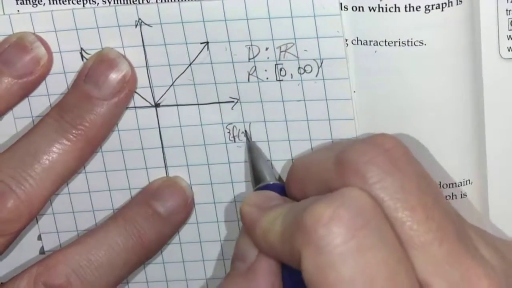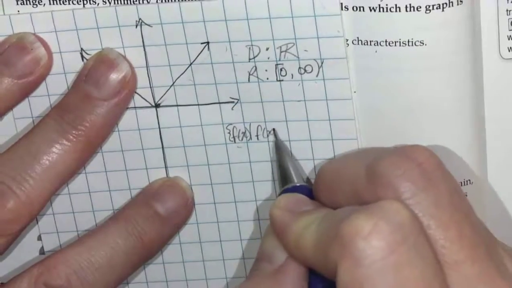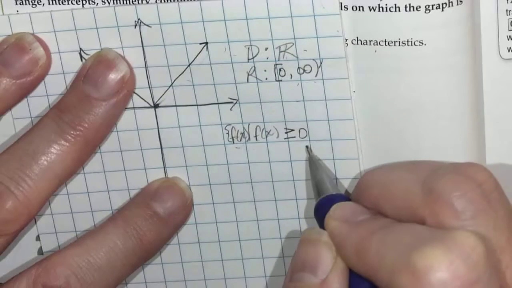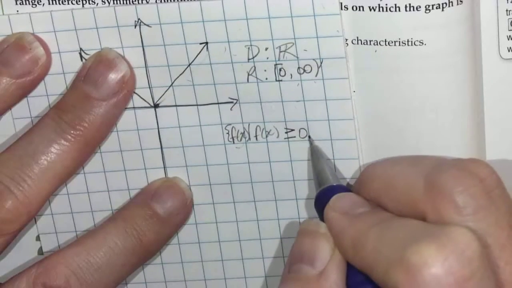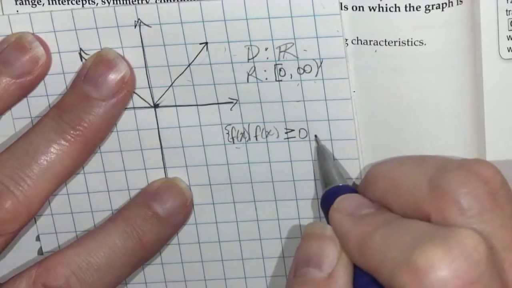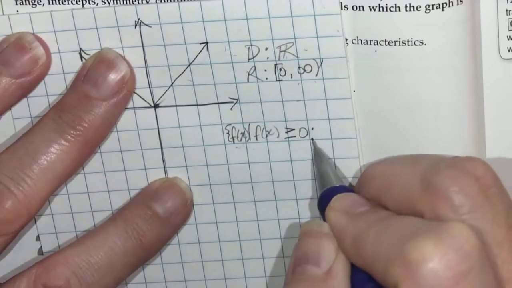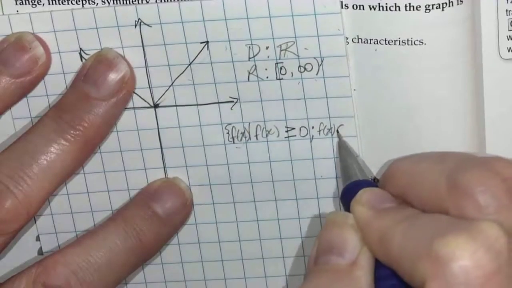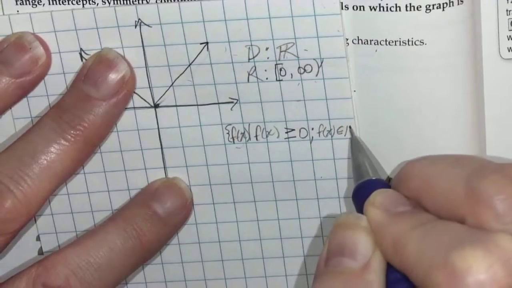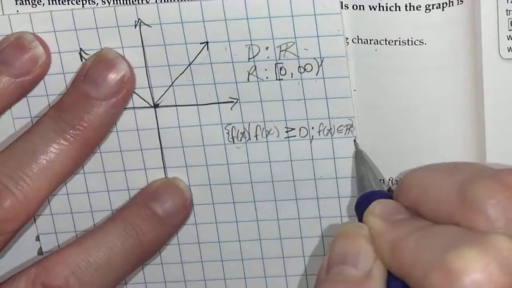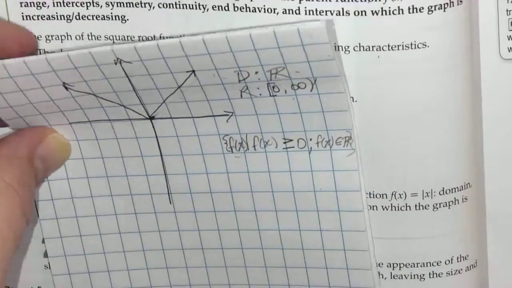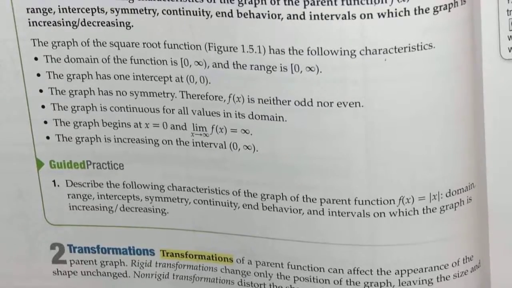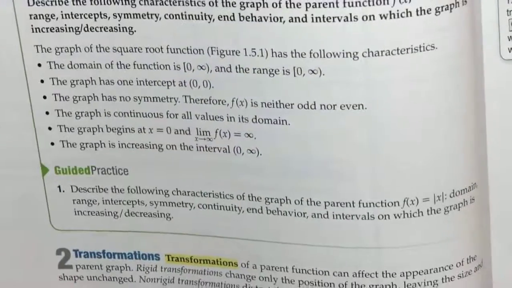So f of x such that f of x is greater than or equal to 0, where f of x is an element of all real numbers. I think I did that right. I'm just not really used to the way that they do it in the book. That is really squishy. But anyway, the interval thing is just fine. Okay.